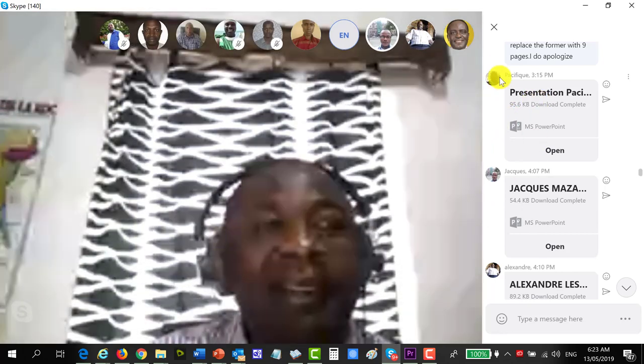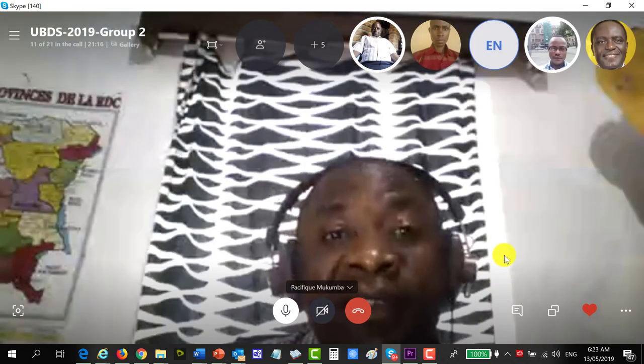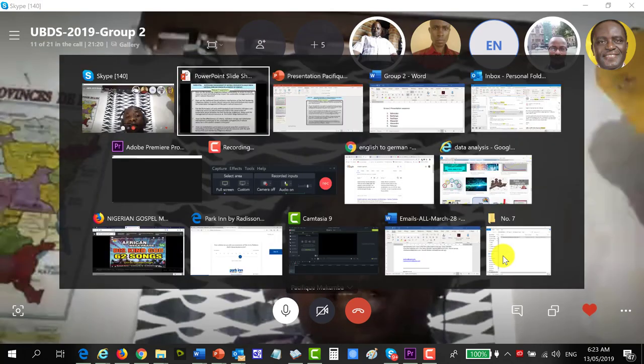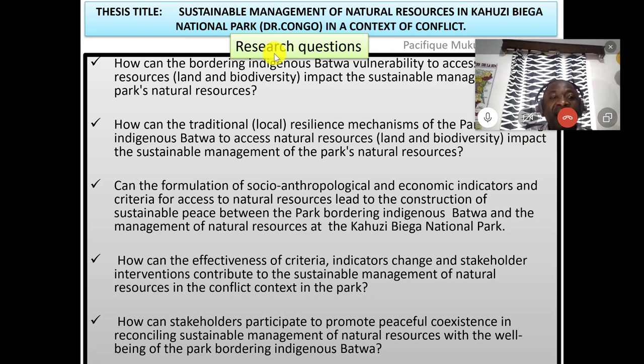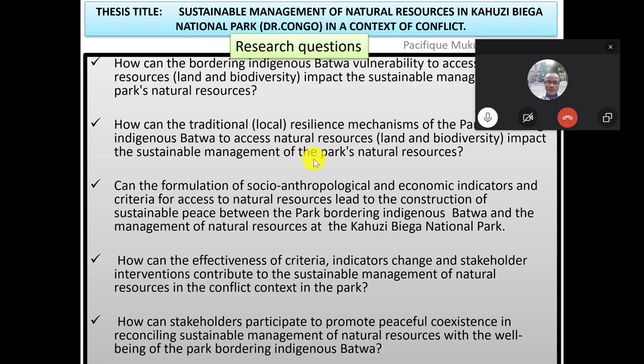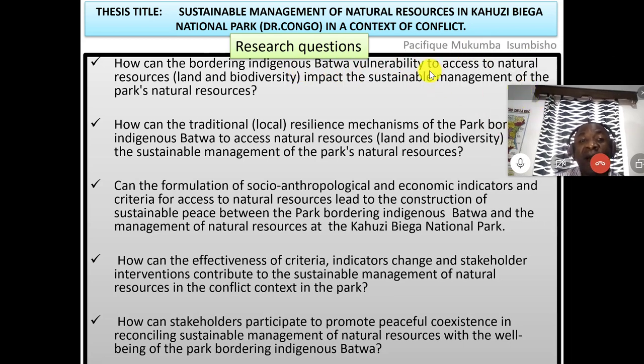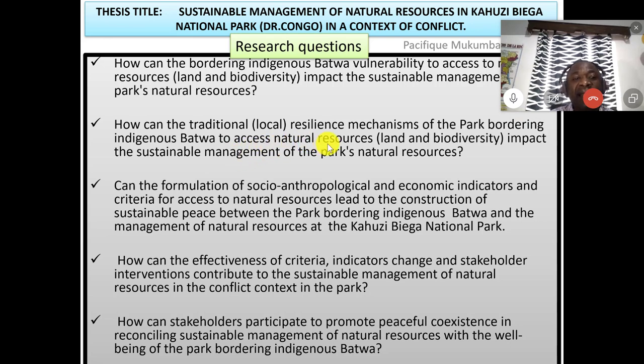My thesis title is Sustainable Management of Natural Resources in Kahuzi-Biega National Park, DR Congo, in a Context of Conflict. The first research question is: how can the bordering indigenous Batwa's eradicated access to natural resources, land and biodiversity impact the sustainable management of the park's natural resources? The second one is: how can traditional local resilience mechanisms of the indigenous Batwa in accessing natural resources, land and biodiversity support the sustainable management of the park's natural resources?